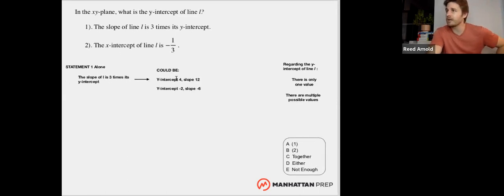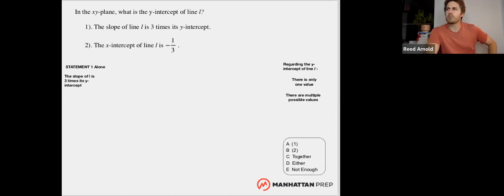And I could test cases here. I could say, okay, if the y-intercept is 4 and the slope is 12, or the y-intercept is -2 and the slope is -6, that's multiple possible values. Testing cases does let you infer not sufficient because you can show 2 possible cases. But there is another approach here using algebra. If I know the slope of L is 3 times its y-intercept, another way of writing that is m equals 3b. By m, I mean the slope, and by b, I mean the y-intercept in slope-intercept form.